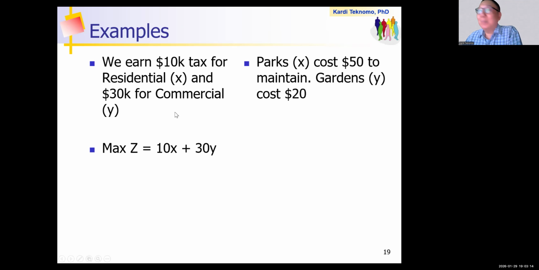Minimize, sir, yeah, because this is cost, not revenue. So you want to minimize. What do you minimize? Okay, so you put 50 times X plus 20 times Y. Okay, easy, yeah? Is it easy or not?